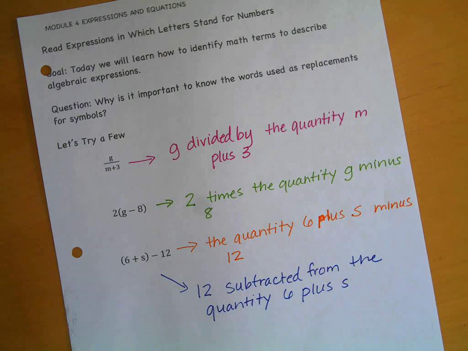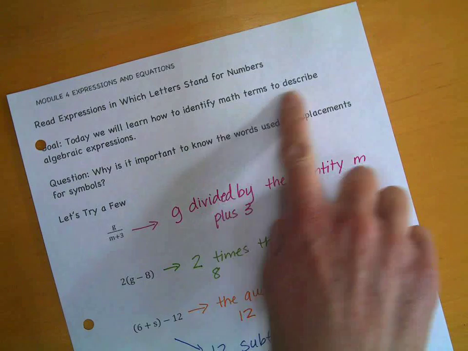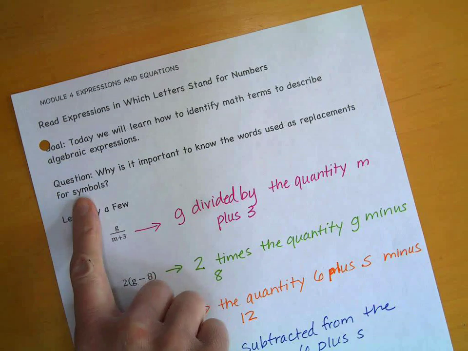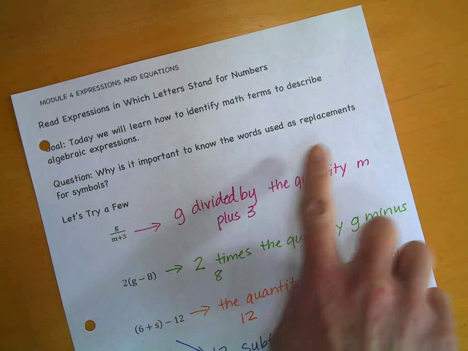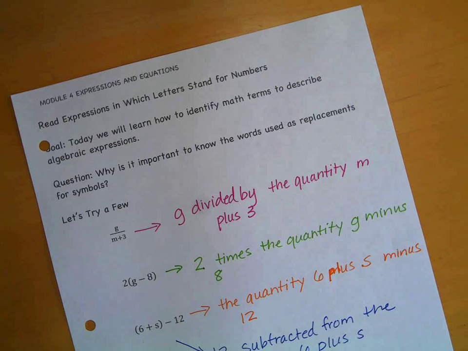You're going to be given expressions that you have to turn into words, because that means you have a deep, complete understanding. So our goal for today was to learn how to identify math terms to describe algebraic expressions. The question you have to answer is, why is it important to know words used as replacements for symbols? Because you need to know it both ways. You have to be able to create an expression from words, and you have to be able to take an expression and turn it into words.